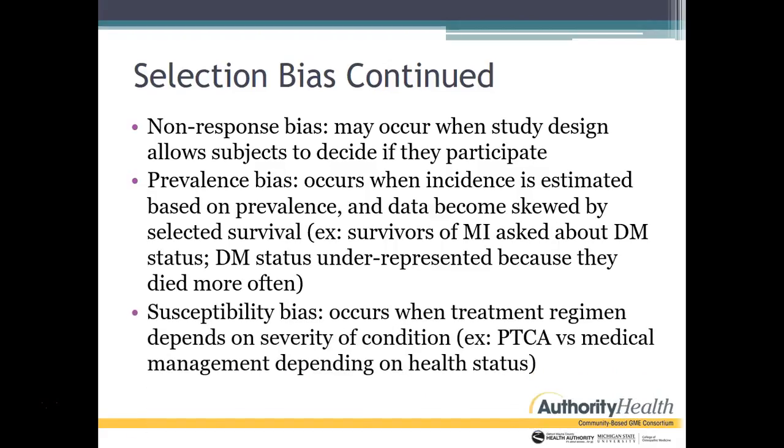All right, and then the last selection bias, we have susceptibility bias, which occurs when treatment regimen depends on the severity of the condition. And one example is patients are assigned to either PTCA versus medical management depending on their health status. And obviously the sicker patients have to have medical management, so that changes the groups.